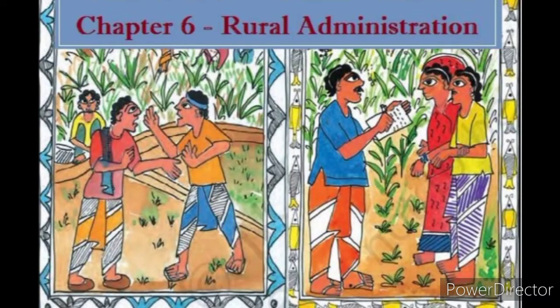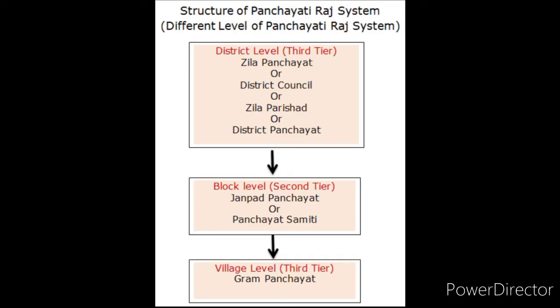Hello children, this is chapter number 6 of Civics, Rural Administration. Children, in the previous chapter you have studied about the structure of Panchayati Raj. At the top of the structure of Panchayati Raj is Jilla Parishad at district level. Each Jilla is divided into block samiti at the block level and each block has several panchayats at village level and at community level there is a Gram Sabha.